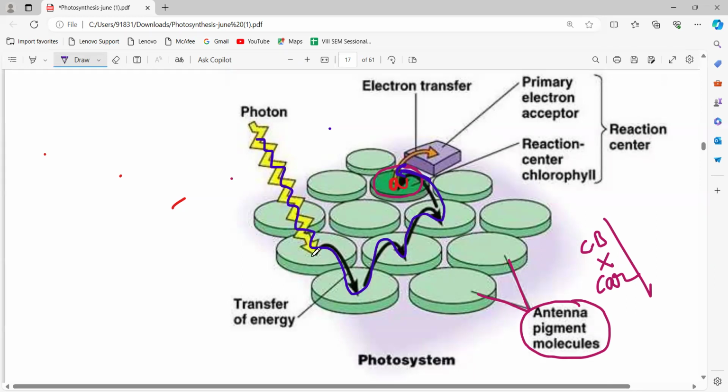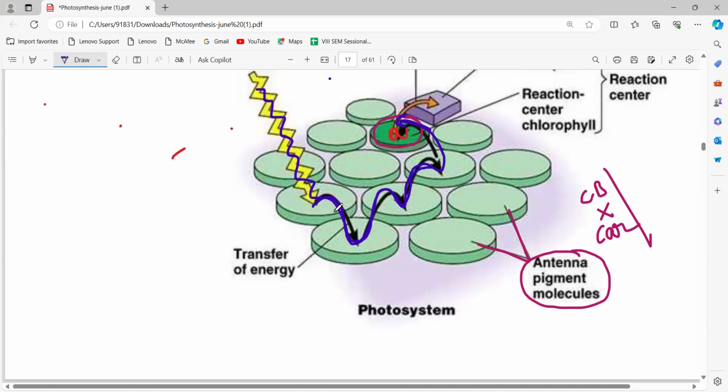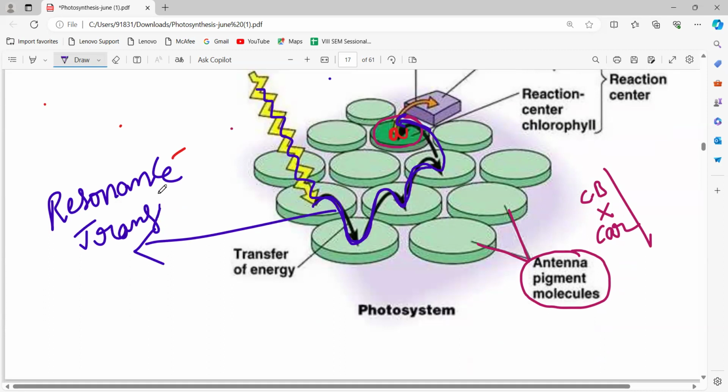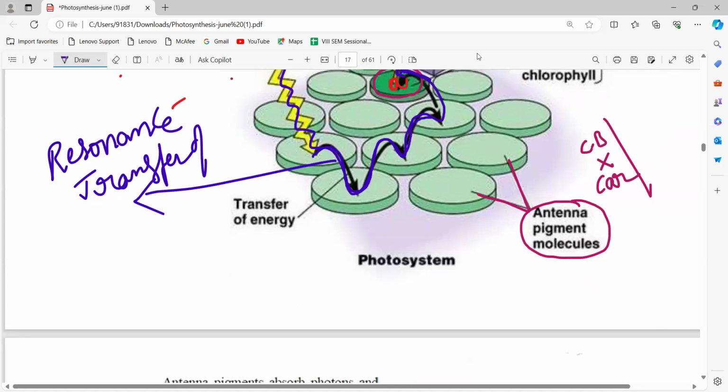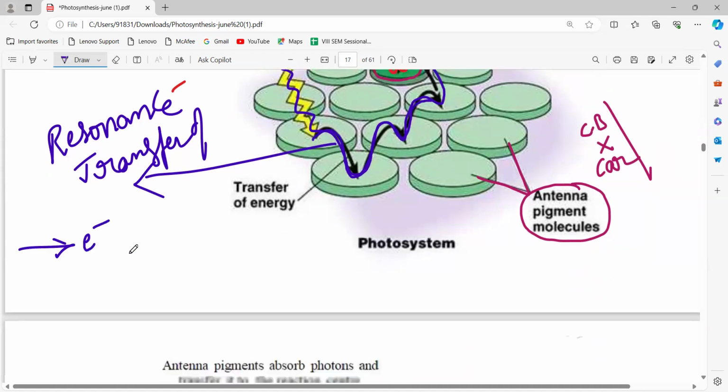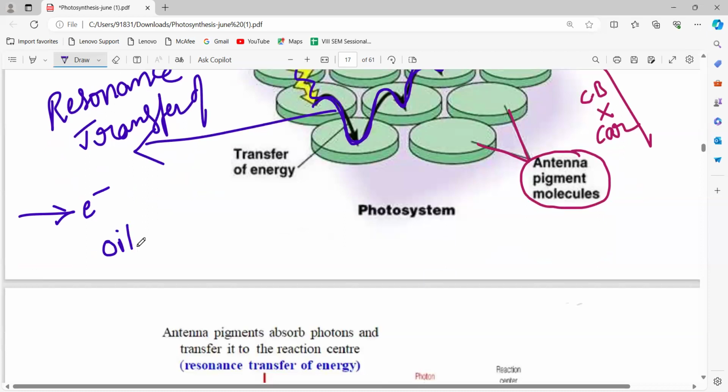So friends, passing of this energy from one antenna pigment to another antenna pigment, we generally call it the resonance transfer of energy. Never ever get confused with this point. What do we call it? Resonance transfer of energy. Now, you should always remember with respect to chemistry, when it comes to the electron, always remember my words. In biology also you remember like this only, especially biochemistry.